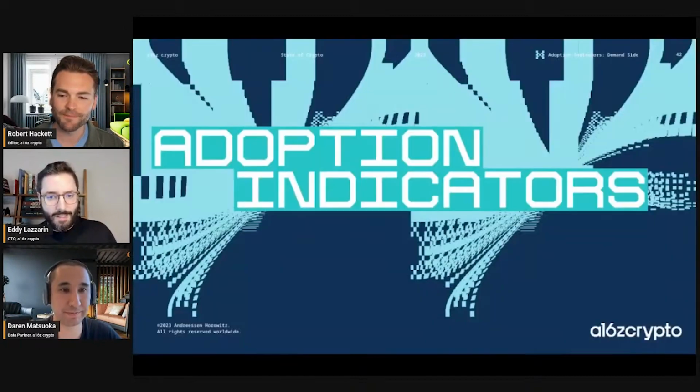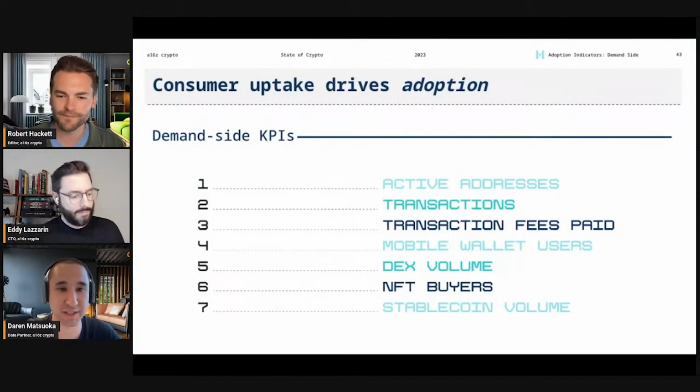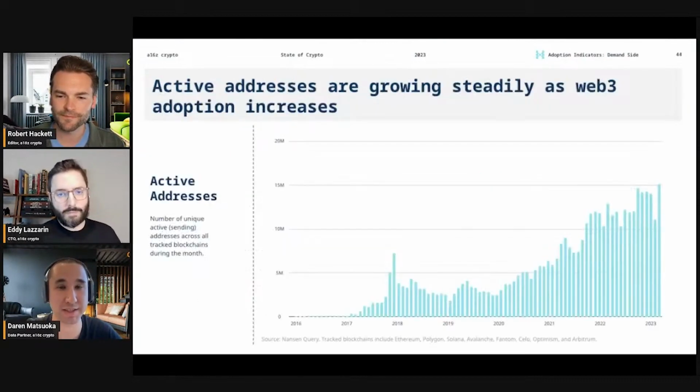That's a great point. Moving to the demand side of the market now, we can look at what we call the adoption indicators. And similar to the supply side, I'll step through each of them individually. The first is active addresses. So this is the number of unique sending addresses across all of the blockchains that we track. And this is really cool to see that it has continued to grow despite the volatility in the market and in the prices, like we've talked about.